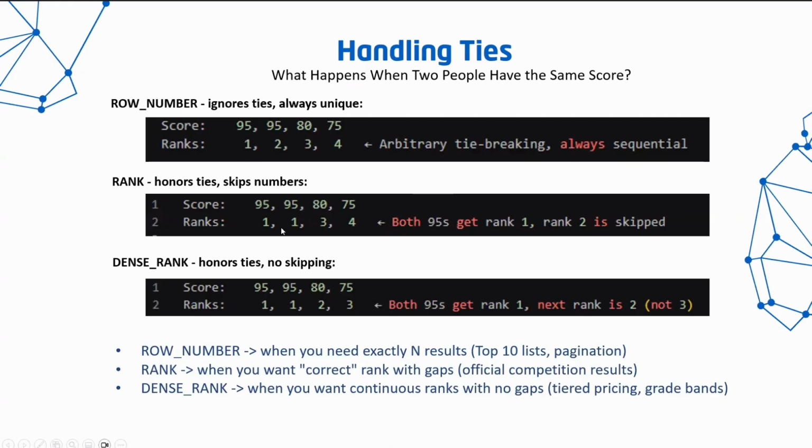In that scenario, you have to use the rank function, not even rank actually, the dense rank, because if you use rank, number 2 is not there. So you have to use the dense rank, which honors ties and no skipping. So this is the correct way. 95, 95, 2 first places, 1 second place, and 1 third place. This is wrong because there should be a second place as well.